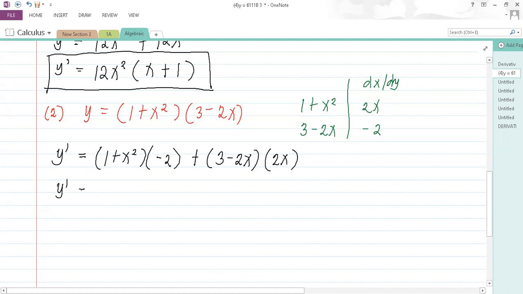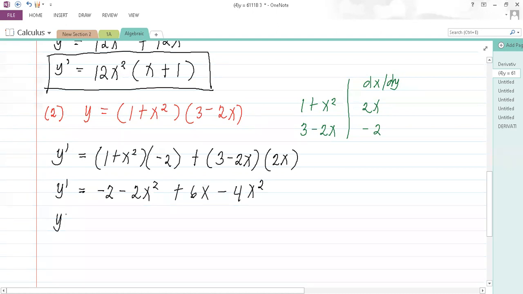So simplifying our solution, that is equal to negative 2 times 1, that is negative 2. Okay? Negative 2 times x squared, that is negative 2x squared. Okay? So 3 times 2, that is 6. So plus 6x. Okay, so negative 2 times 2x, that is negative 4x squared. Okay, so meron tayong like term, meron tayong x squared dito, at meron tayong x squared dito na 4.